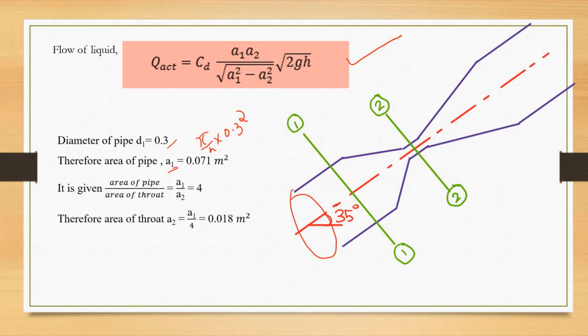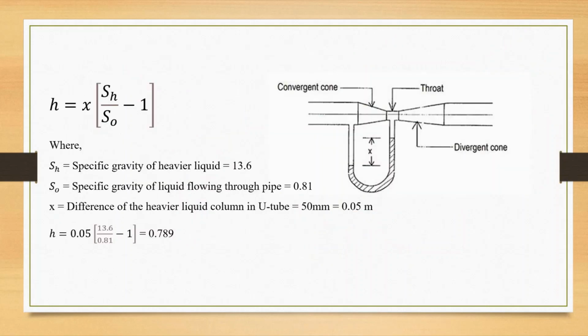It is given that the ratio of area of the pipe to area of the throat is 4. So we know A1, and A1 by A2 is equal to 4. A2 is the area of the throat, and D2 is the diameter of the throat, so A2 can be written as pi by 4 D2 square. We get the value of A2 from A1 by A2 is equal to 4, then A2 is equal to A1 by 4, which will be 0.018 meter square. So we have both the area of the pipe and the area of the throat.